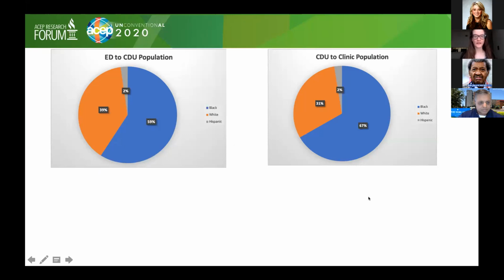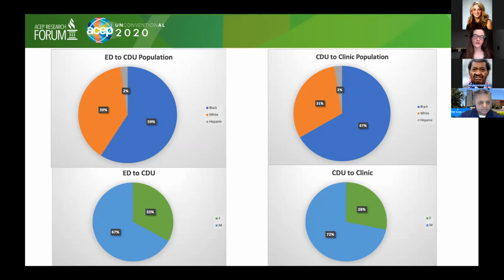So in terms of our aim to investigate racial disparities in follow-up to medically assisted treatment, you can see on the left the breakdown by race of our subjects from the ED to the CDU and then the CDU to clinic. What was reassuring in this case was that there was not a significant difference in the racial breakdown of patients who were referred to CDU versus those who ultimately presented to the outpatient clinic for follow-up. In light of the pretty robust set of research that suggests that people of color are less likely to follow up as outpatients to receive medically assisted treatment, it was reassuring to see that we were not seeing those same patterns when we were using this protocol.